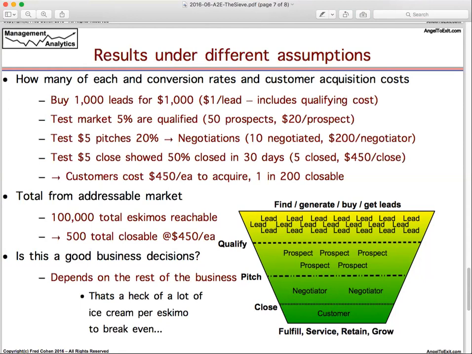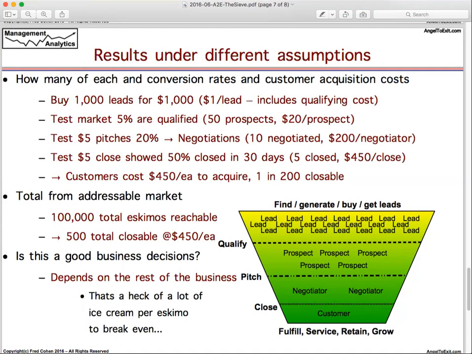So now you do test pitches. Suppose it costs $5 to make a pitch. 20% said, all right, let's talk about it. Let's negotiate it. So there are 10 out of those 50 that were qualified that got into negotiations, which means it's costing you now $200 per negotiator. That's $100 from the $20 per prospect at 5% of the market, but it's also another $5 per pitch. So that's why it's $200 instead of $100 cost per negotiator.